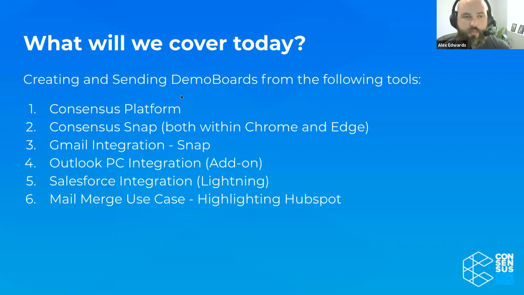So specifically, we're going to be jumping through the basics, right? The Consensus platform. How do we send through that system? The Consensus Snap tool, which is now compatible with both Chrome and Edge. So we're really excited about that one. And then we're going to dive into, I think, where we're going to find the most use out of this presentation, which is the Gmail integration, which utilizes our Snap integration, as well as the Outlook integration, which is specifically for the PC users. We'll talk more about the Mac users here in a moment.